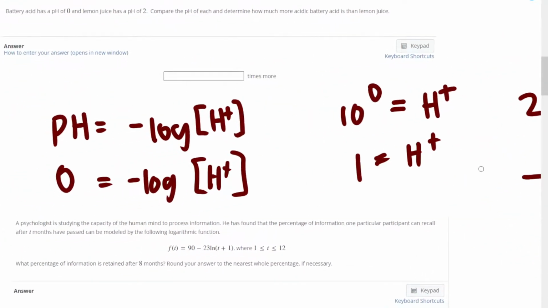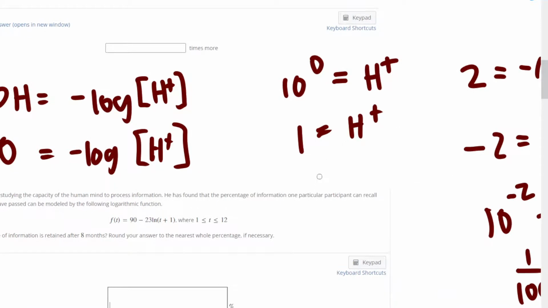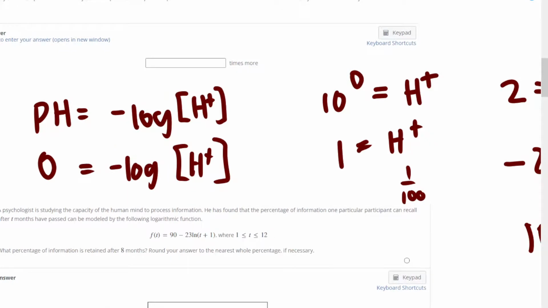We want to see how much more battery acid is in lemon juice, so we can put the 1 for battery acid over, well, I think we can do the 1 over 100. This one's a little bit more tricky, the next part of the problem, where you're trying to determine how much more acidic it is than the other. Let me double check. Okay, so I understand now.